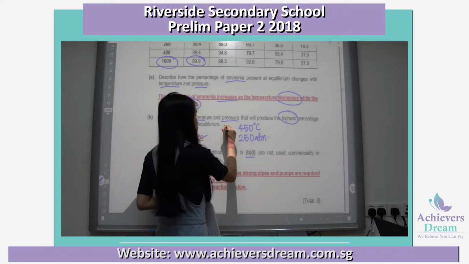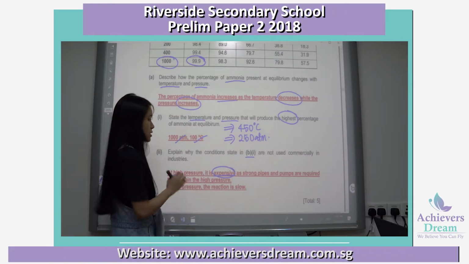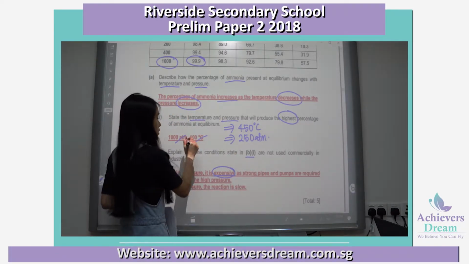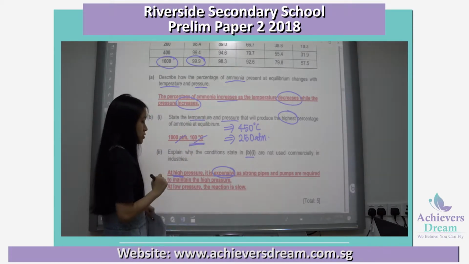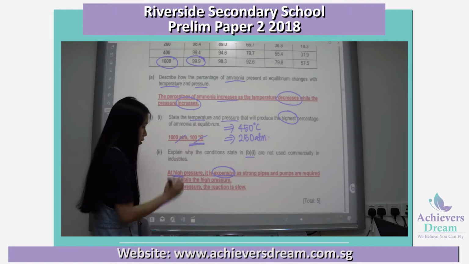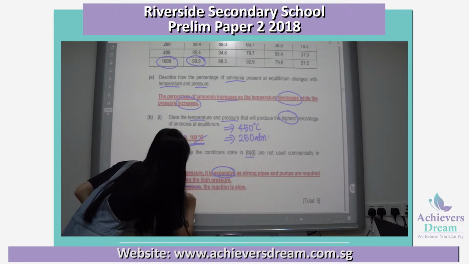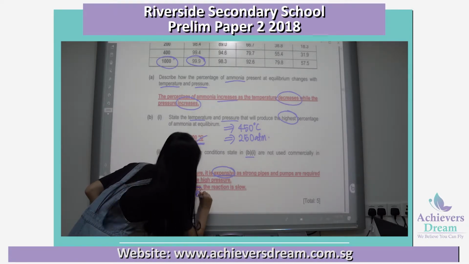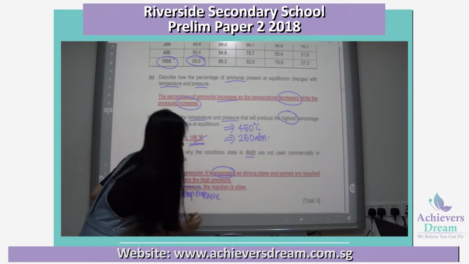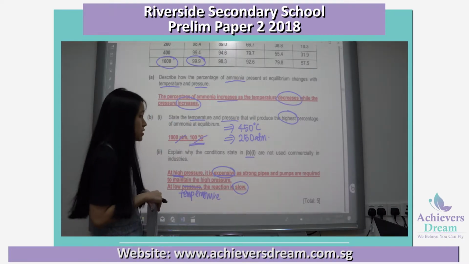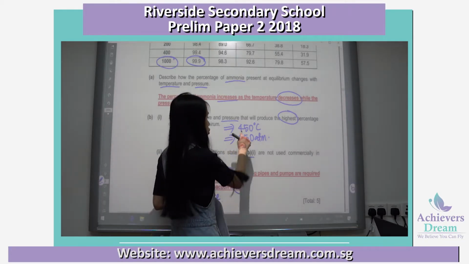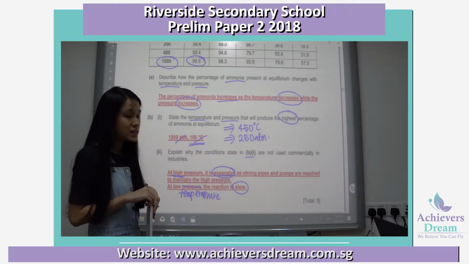The ideal temperature is 450 degrees Celsius. But based on this graph, based on the table above, it shows us 100 degrees Celsius. At such a low temperature, the reaction will take place at a very slow rate. That is why we will want to increase the temperature to 450 degrees Celsius instead.